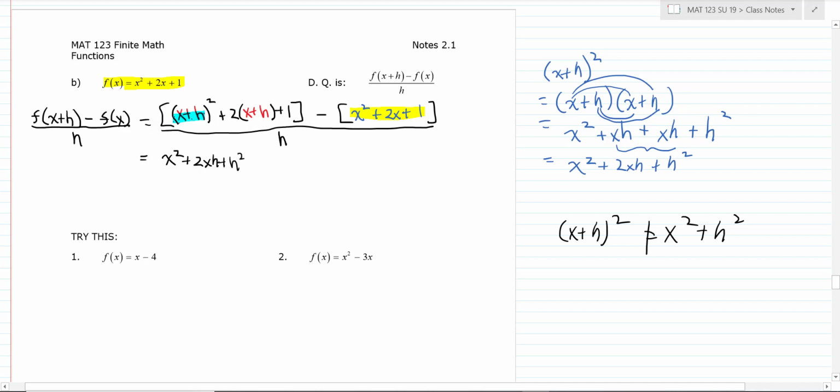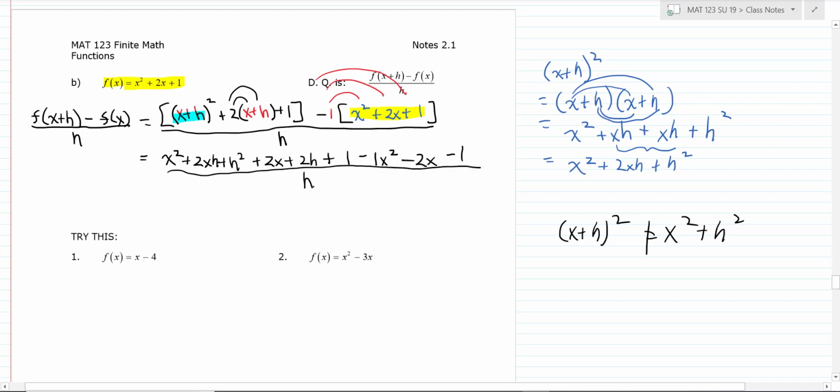See, that takes care of that part. Then I do the distributive property, so that is plus 2x plus 2h, and I still have the plus 1. And then again, if it's helpful to you, you can think of this as distributing by -1. So that would be minus 1x the second, minus 2x, and a -1 times a +1 is -1. So you've got to get all those signs correct when you do that, and that's all over h.